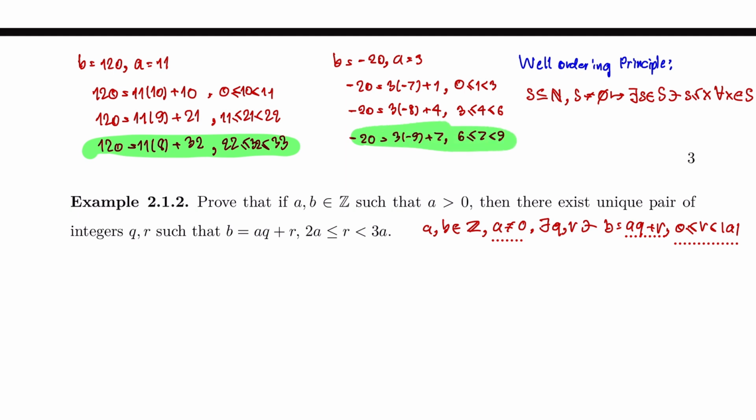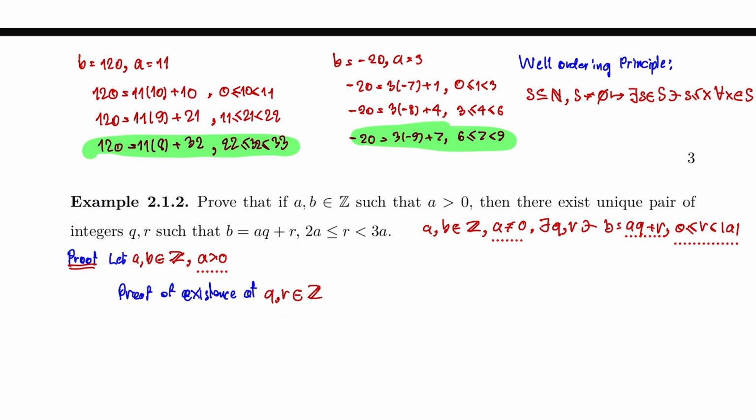So let's prove this. The proof is quite similar to the division algorithm we learned in the first video of this section. You need to let a and b be integers, and a must be greater than 0. Since we have existence and a unique pair, we need 2 parts to prove it. The first part is to prove the existence of q and r.